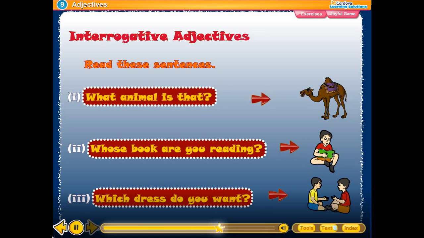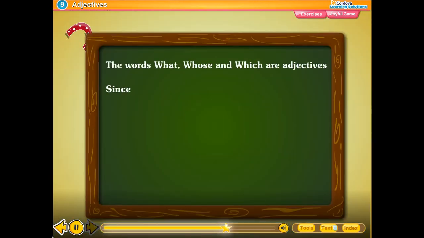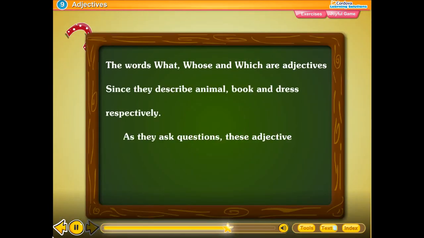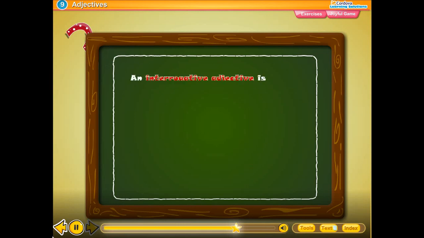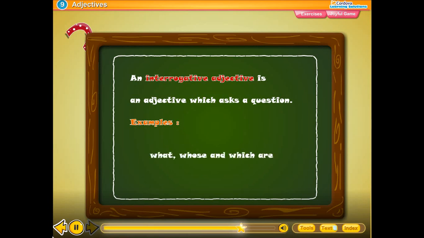Interrogative adjectives. Read these sentences. What animal is that? Whose book are you reading? Which dress do you want? The words what, whose, and which are adjectives, since they describe animal, book, and dress respectively. As they ask questions, these adjectives are called interrogative adjectives. An interrogative adjective is an adjective which asks a question. Examples: what, whose, and which are interrogative adjectives.